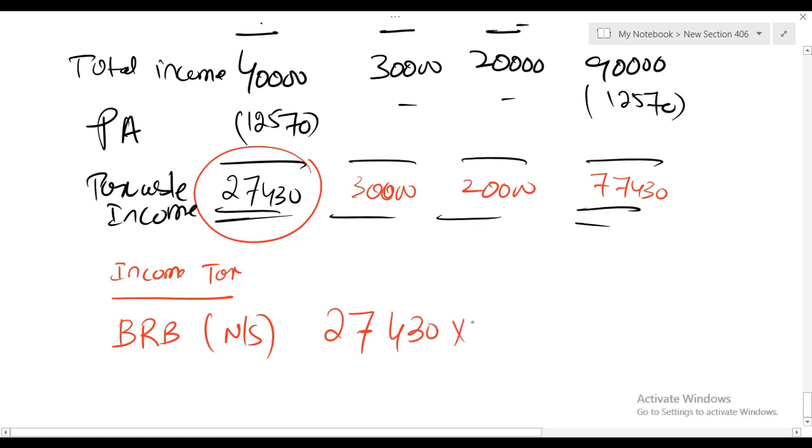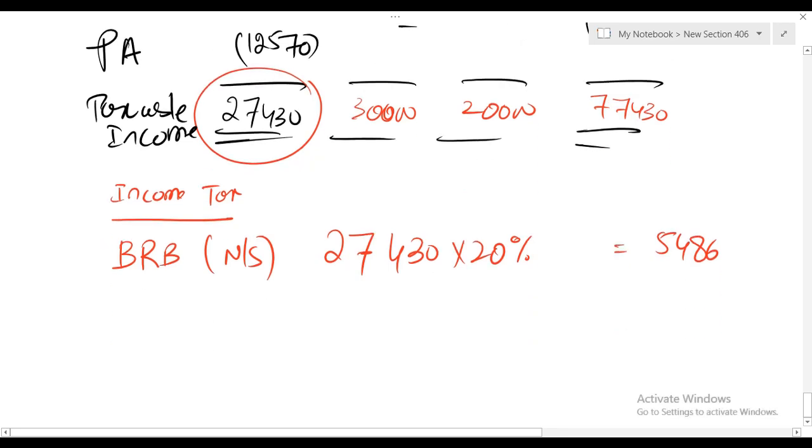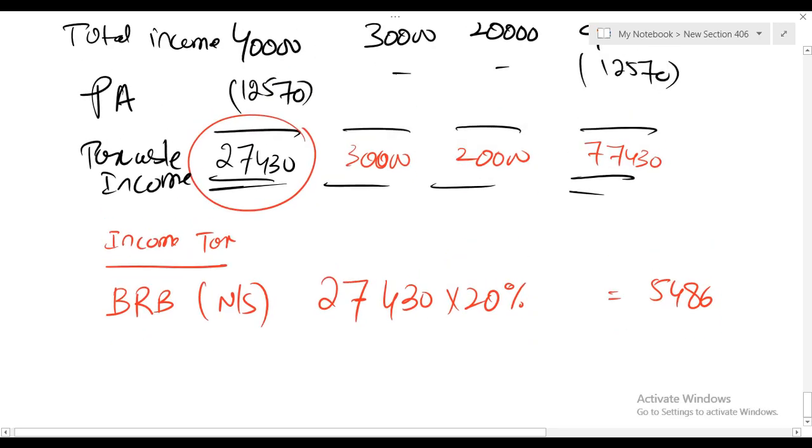27,430 into 20%, that is 5,486. Now we need to check for the nil rate band of saving income. Look at this. By looking at 77,430, you can easily say this individual is a high rate taxpayer. So this individual gets nil rate band of only 500. Nil rate band, saving income 500.